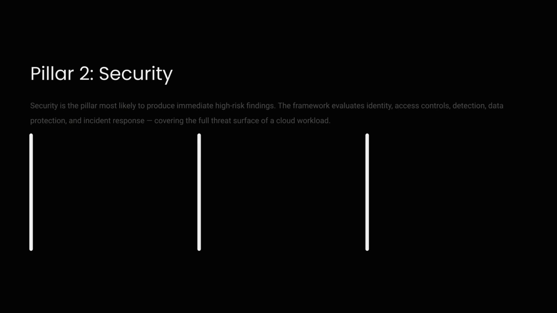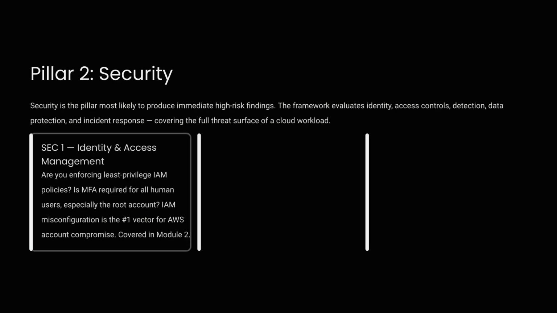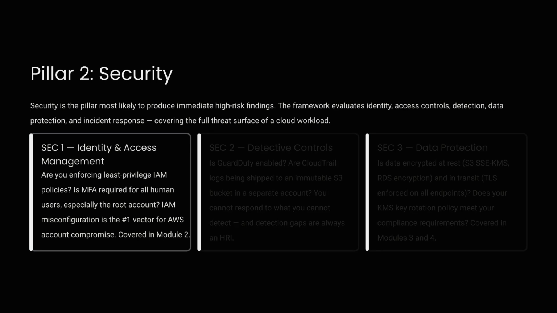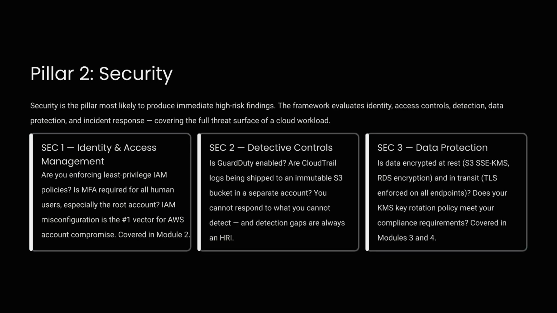Pillar 2, Security addresses identity, access controls, detection, data protection, and incident response. This pillar often produces immediate high-risk findings, such as weak IAM policies or lack of MFA. Ensure you have detective controls like GuardDuty and CloudTrail, and encrypt data at rest and in transit.